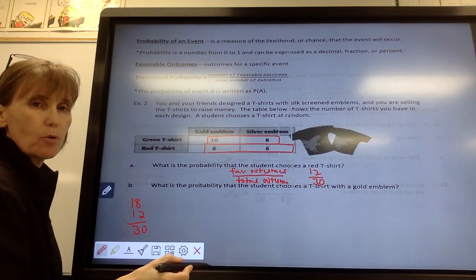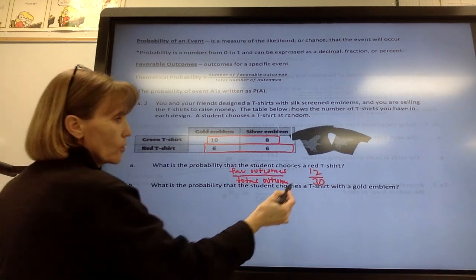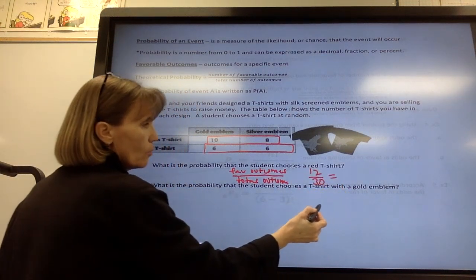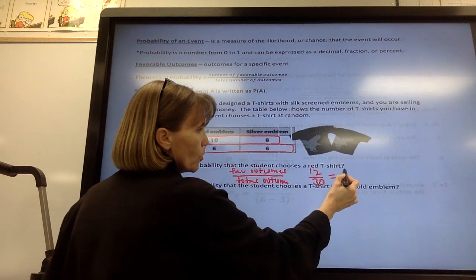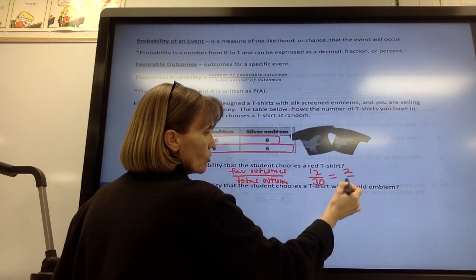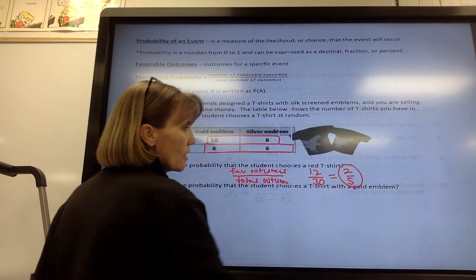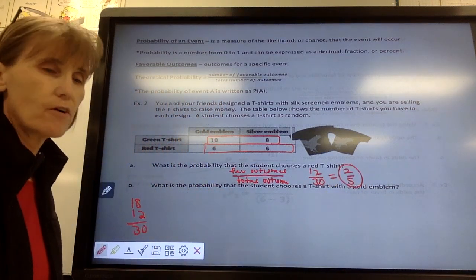And again, anytime you work with fractions, you want to reduce fractions. So I wouldn't leave it as 12 over 30. But 6 will go into 12 twice, and 6 will go into 30 five times. So I'd say that my probability is 2 out of 5.